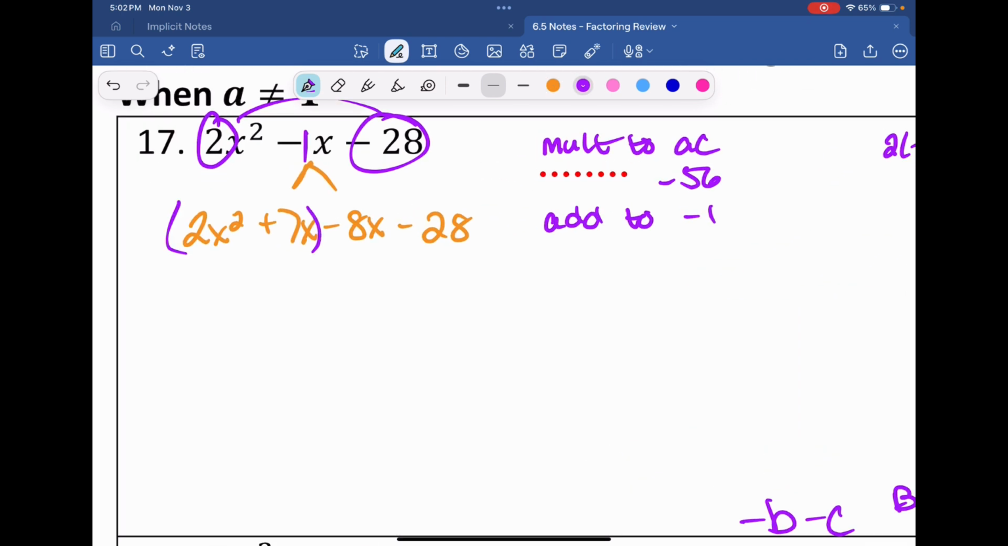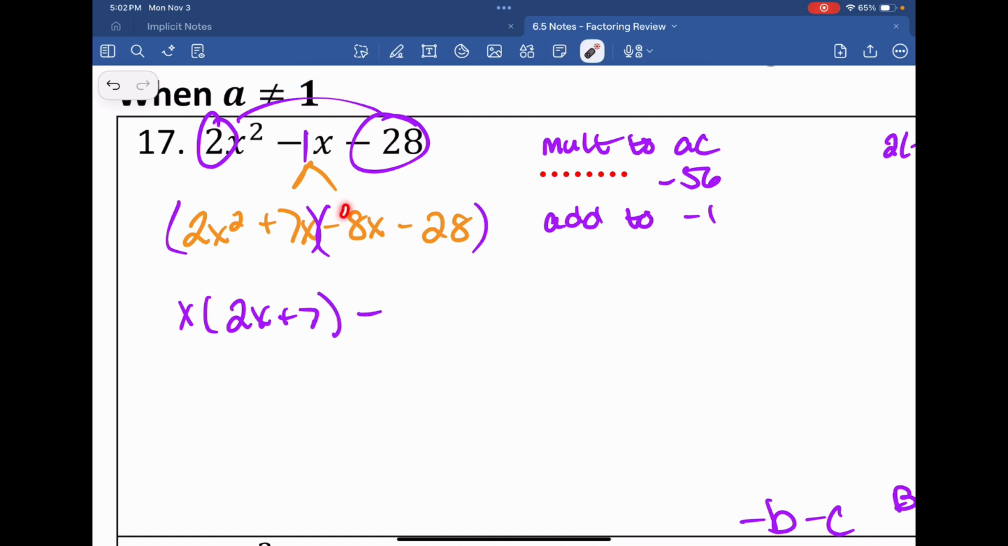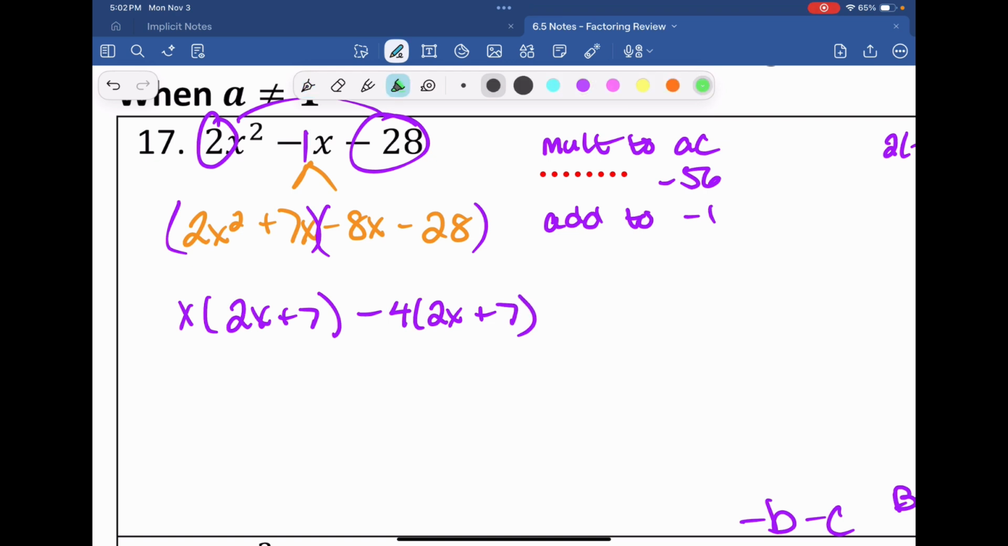GCF of the first group and second group. So it's x. Minus sign, whatever is here, you bring down. In this case, that's 4, because 8x divided by 4 is 2x, 28 divided by 4 is 7. Common binomial. Whatever is left.